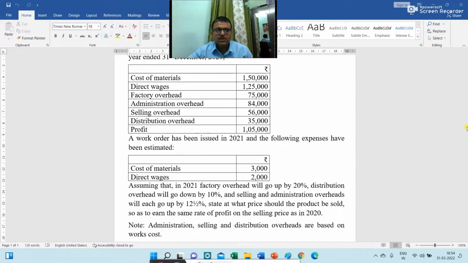Cost of materials 3,000, direct wages 2,000. Assuming that in 2021 factory overhead will go up by 20%, distribution overhead will go down by 10%, and selling and administration overhead will each go up by 12.5%. State at what price the product should be sold so as to earn the same rate of profit on the selling price as in 2020. Note: administration, selling and distribution overheads are based on works cost.